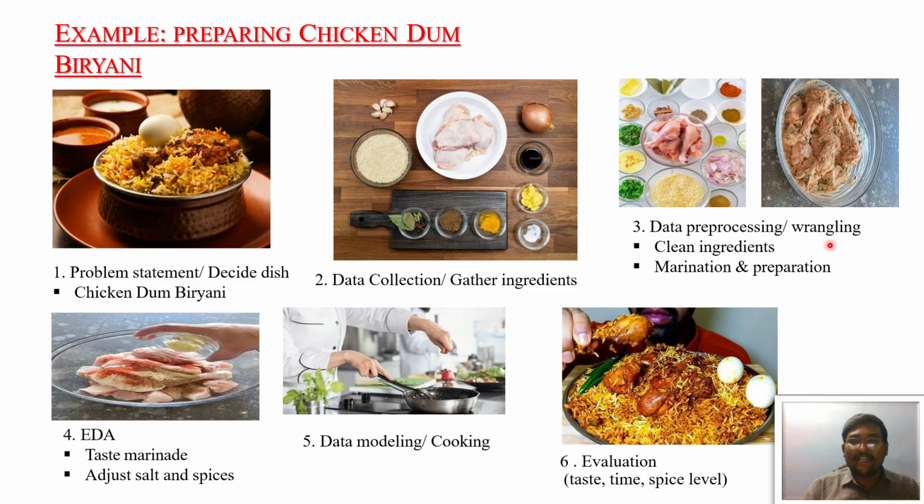That means cleaning the ingredients and making preparation, like removing unwanted data and keeping only the useful things in the data for making output. Next, EDA, exploratory data analysis: adjust salt and spices, checking what the requirements of taste are. Then next, making a model and cooking the dish we have to get. And finally, evaluation: taste we have to check whether the output is good or not.